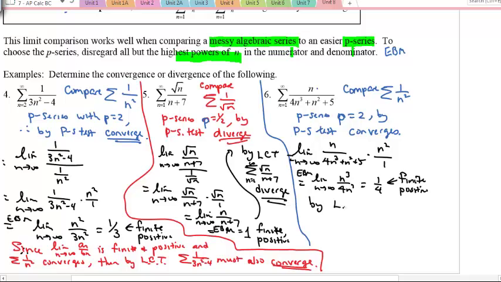By the limit comparison test, the sum from n equals 1 to infinity of n over 4n cubed plus n squared plus 5 must also converge. Woo! Now you're ready to do some questions on your own.